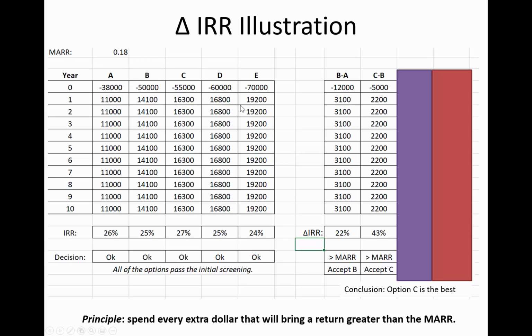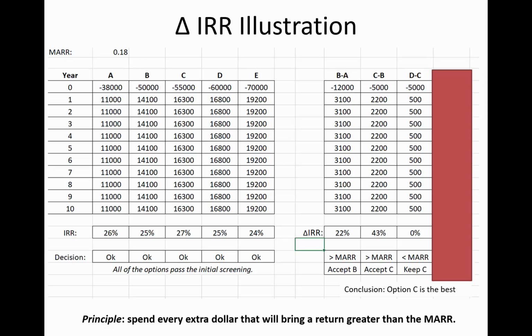So for our third matchup, it's D versus C. So that's an extra $5,000, but it only generates an additional $500 per year, which is actually a 0% incremental rate of return. So D is no good. We wouldn't choose option D, and so that means we keep option C in that comparison. And then the final comparison, where we're going to look at option E, don't compare E to something that you just rejected. You just rejected D, so it's out of the running completely.